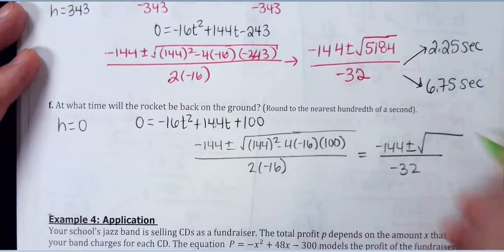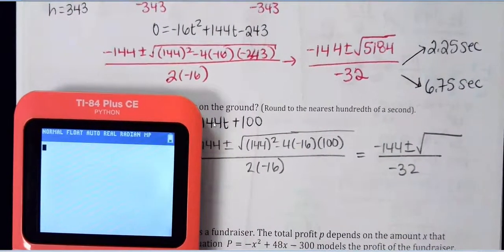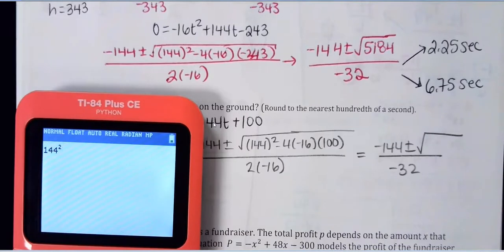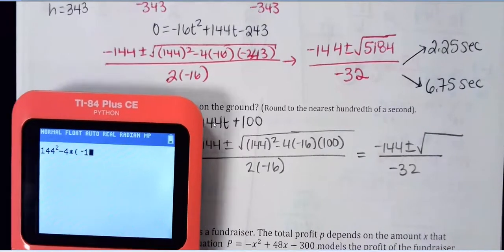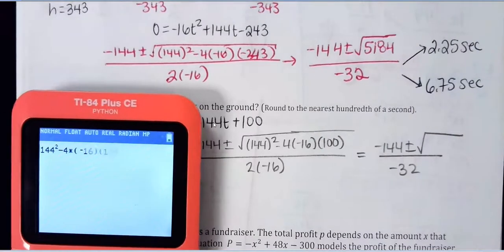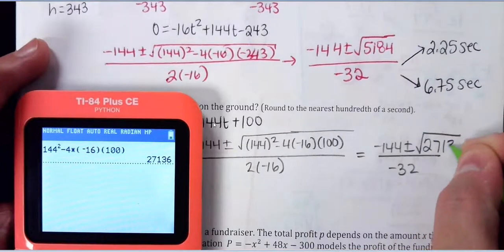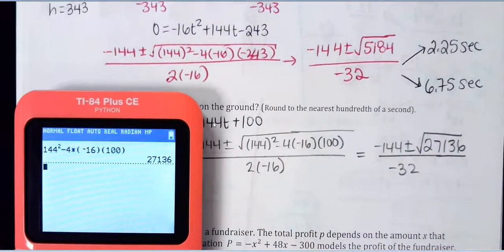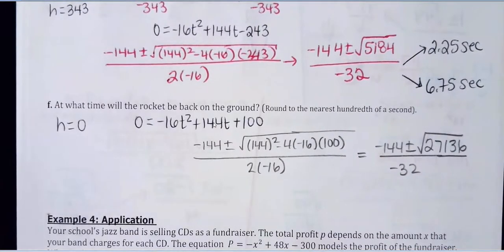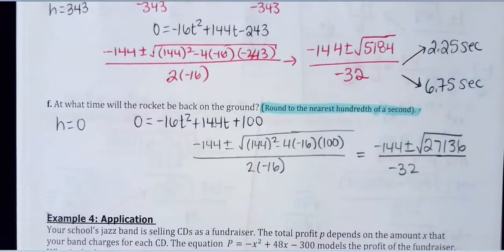Now I'm going to ask you to be smart about this. I'm going to ask you a question in a second, but let me figure out what's under that square root. So I'm going to do 144 squared minus 4 times negative 16 times 100. Okay, so huge number. Again, if you were bored and you wanted to factor tree that, I'm not asking you to do that. It doesn't say break down the radical. Mean, but not that mean, right? It says round to the nearest hundredth. So that's trying to tell you I want the approximate solution. We're going to round this.